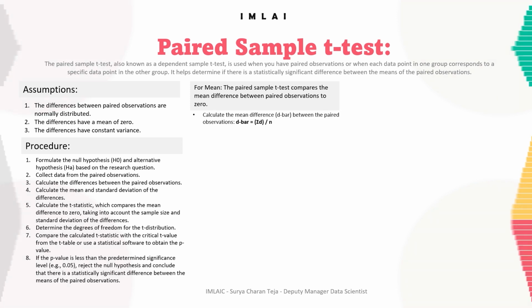So let's see how this calculation is done, because it's a paired sample t-test and it's a dependent t-test. The way we do the calculation slightly differs from the other tests. So for mean, the paired sample t-test compares the mean difference between the paired observations to 0.